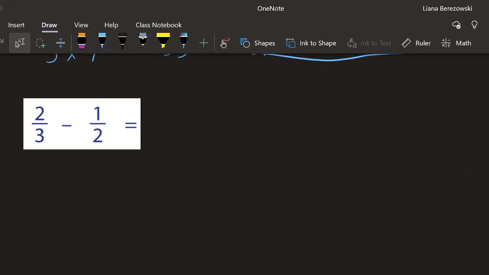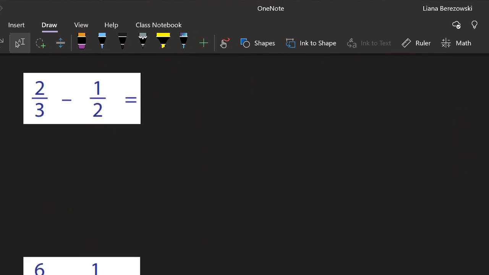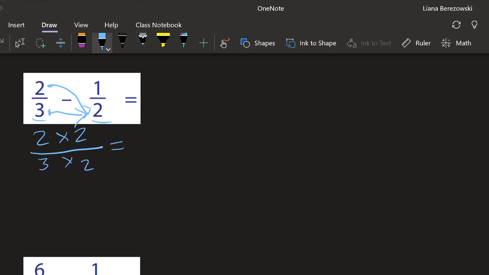Let's try another example. So we have 2/3 and we want to subtract 1/2 from it. Again, these are unlike fractions, right? They have different denominators. So first thing we need to do is convert them. So we're going to take the numerator of this fraction, multiply it by the denominator of the other fraction. So we get 2 times 2. And then we'll do the same thing with this denominator. So we get 3 times 2 on the bottom. Okay, so do that multiplication, you end up with 4 over 6. So 2/3 is an equivalent fraction to 4/6.